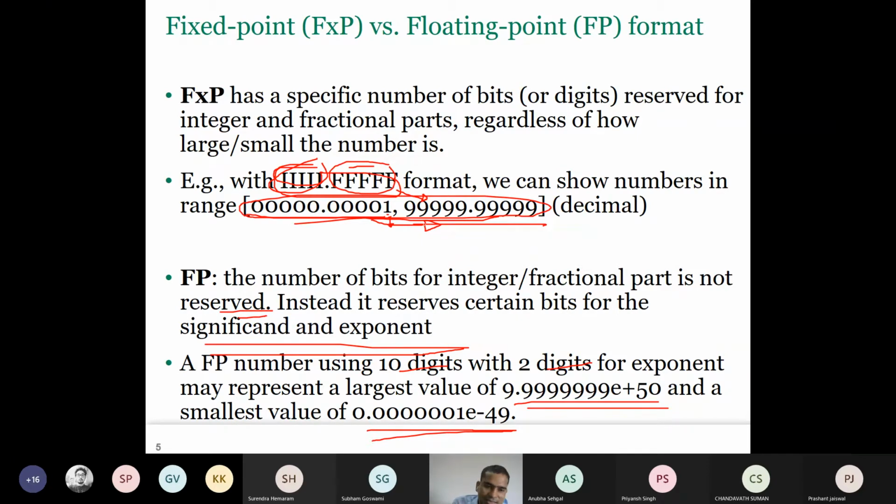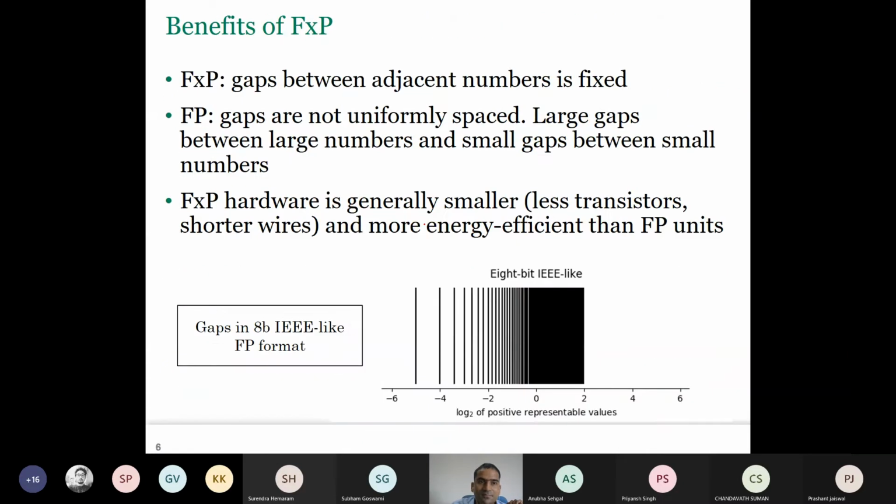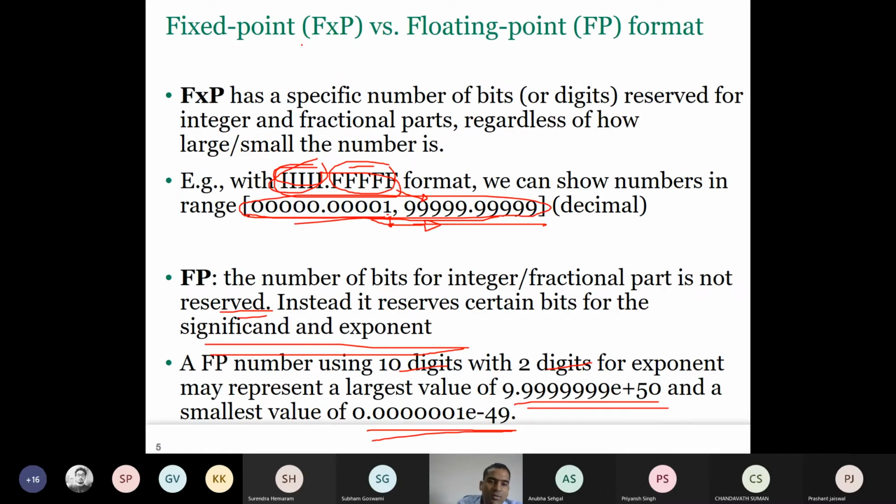And in fixed point, range is small and precision is higher. So what is the benefit of fixed point? So the obvious limitation of fixed point is that the range is smaller. As I already showed here, the range is smaller compared to that in floating point.